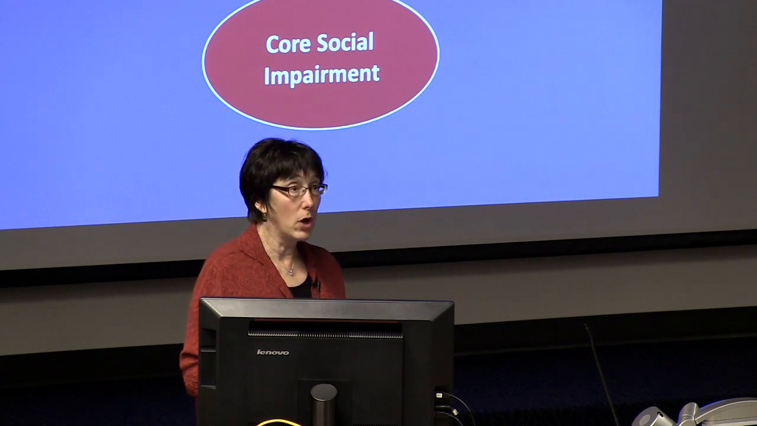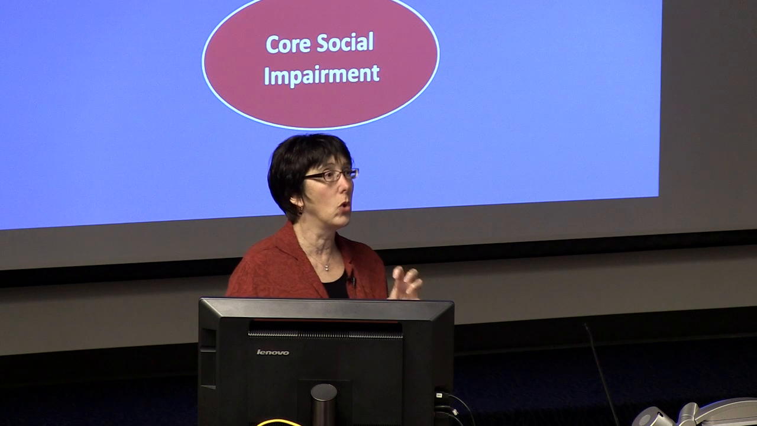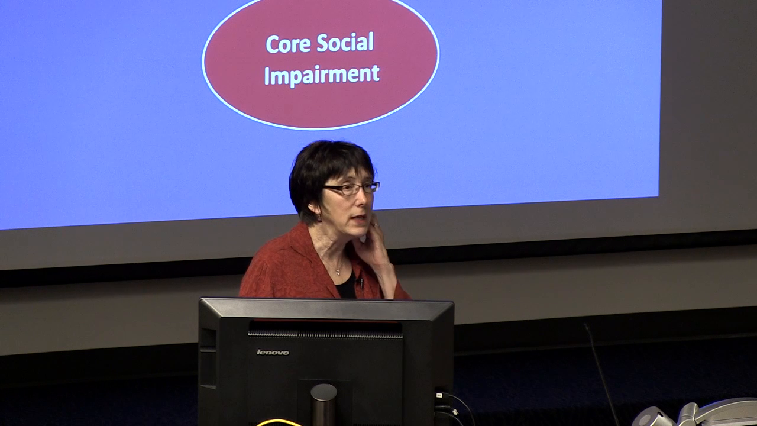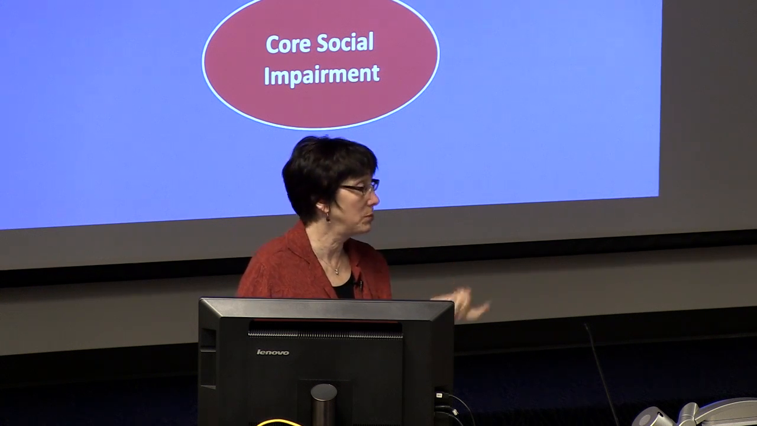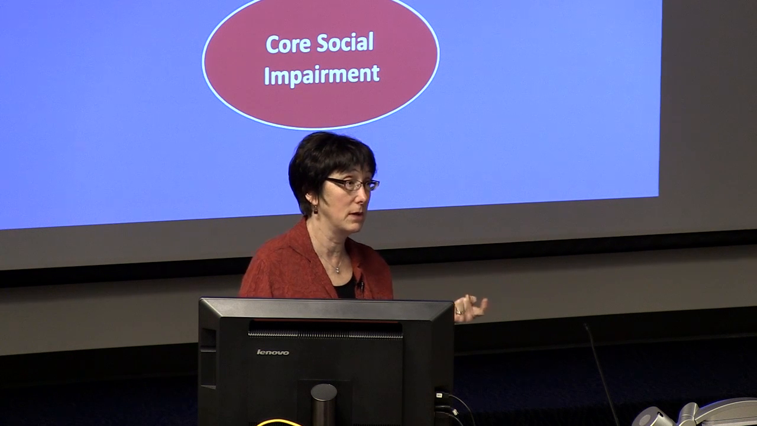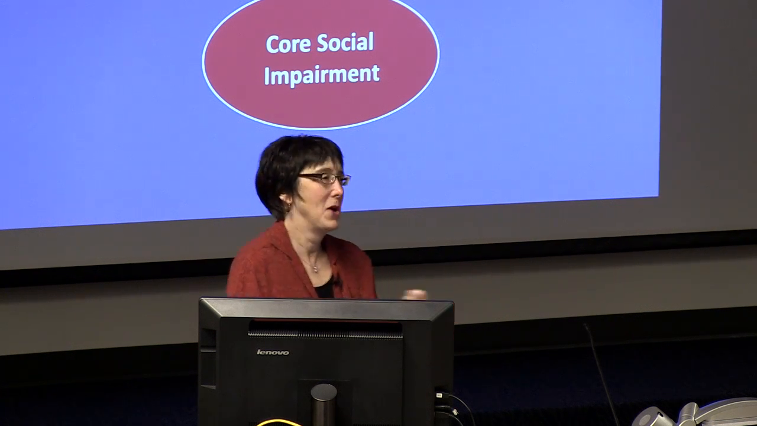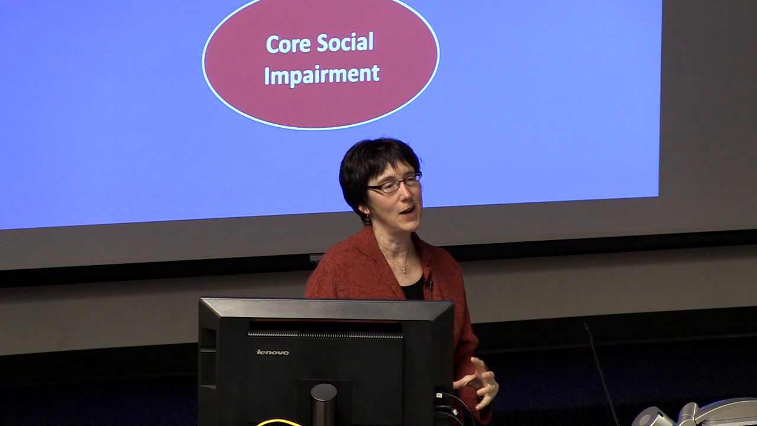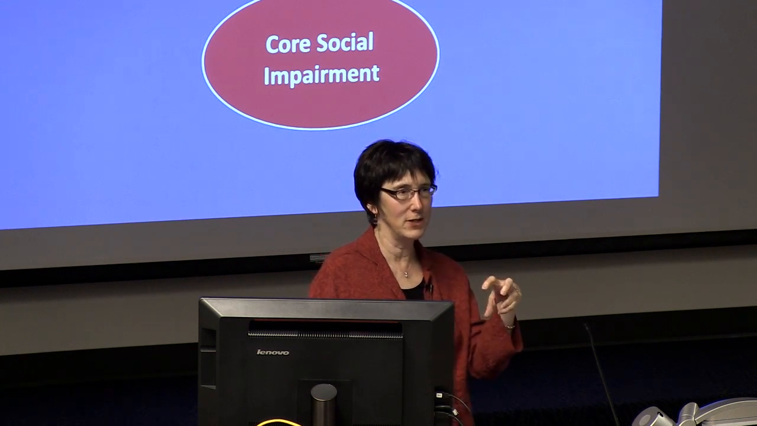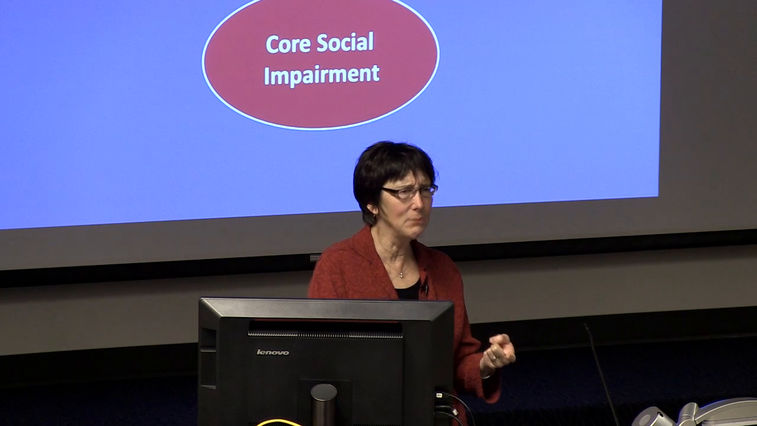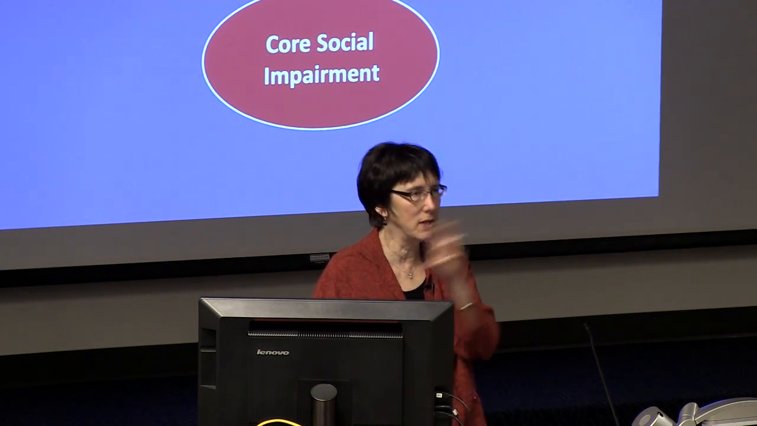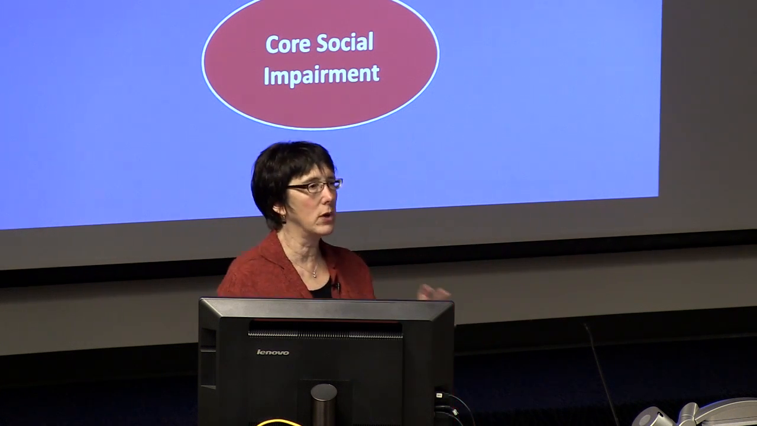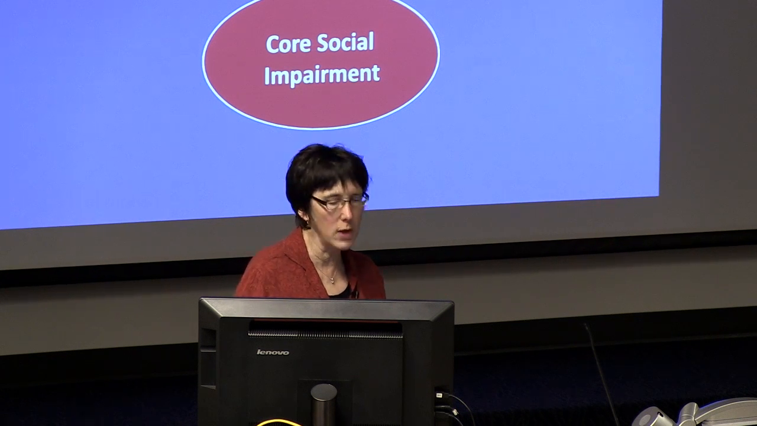So I think we can probably all agree that the core impairment is social, and that these children really have difficulty. This brings to mind the point that I didn't actually say what autism is, because the slide wasn't there. The diagnosis actually just changed. There are two main diagnostic criteria for autism. I am going to get to it later, but one is social communication and interaction, and the other is restricted and repetitive behaviors. Social impairments have been thought for a long time to be the core deficit in autism.